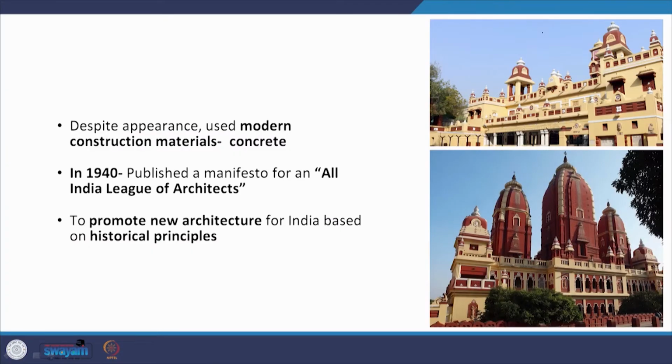Now, despite appearance, there was another thing about this building. It used concrete, which it had to, because of the technology that was available to us today. The flexibility of concrete was much more desirable, much more durable. But in 1940, Sirish Chatterjee actually published a manifesto for an All India League of Architects to promote new architecture of India based on historical principles. This in itself was a major contribution that he made in his writings.